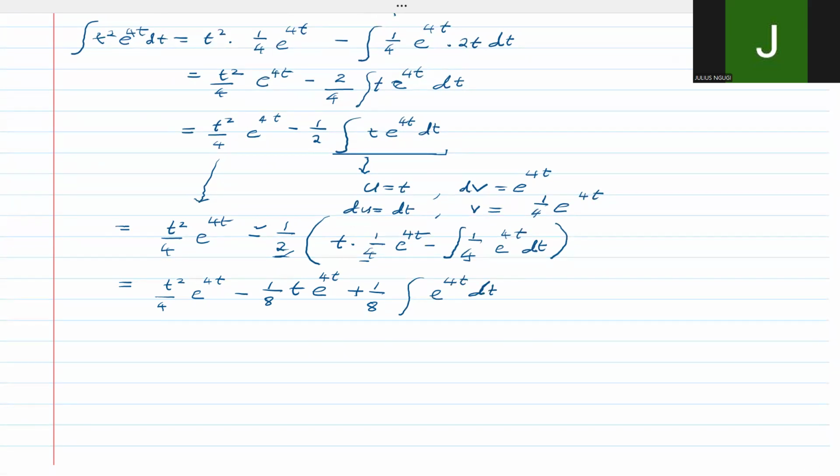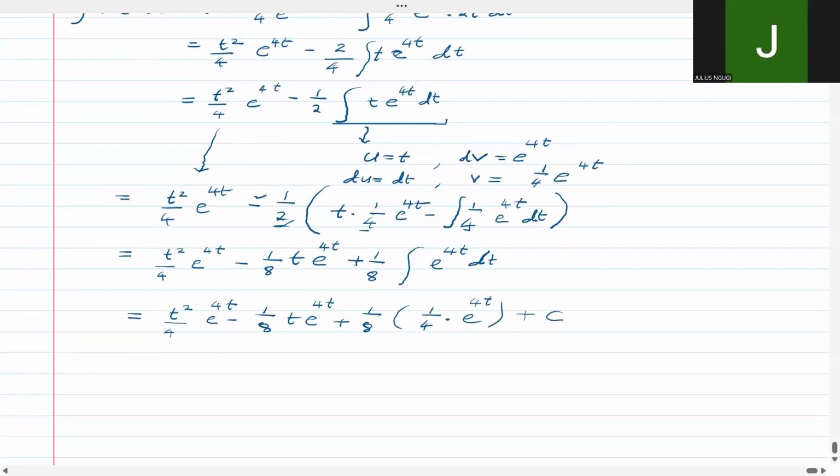So now we have, I keep on saying the equal sign because we need to follow the steps. Exponential power 4t minus 1 over 8 t exponential power 4t. Now the integral here will plus 1 over 8. Again, we integrate. So we have exponential power 4t as usual. Then we multiply by 1 over the reciprocal of the power of that. Then we add a constant c because it's an indefinite integral.